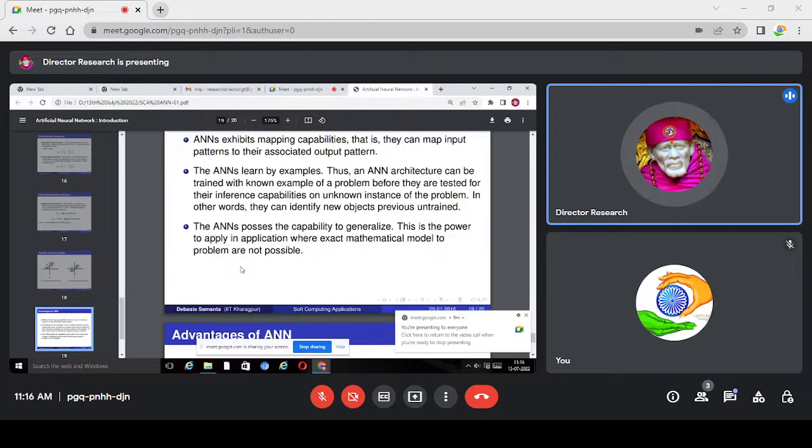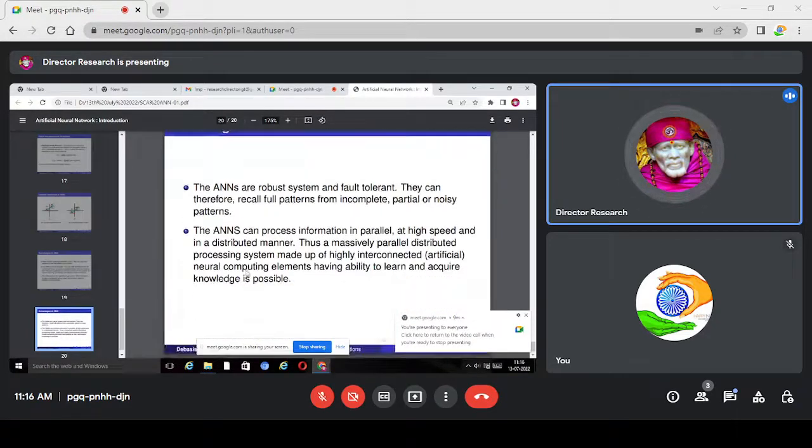Artificial neural networks possess the capability to generalize. This is the power to apply them in applications where an exact mathematical model of the problem is not possible. The next point: artificial neural networks are robust and fault tolerant, and they can therefore recall full patterns from incomplete, partial or noisy patterns.